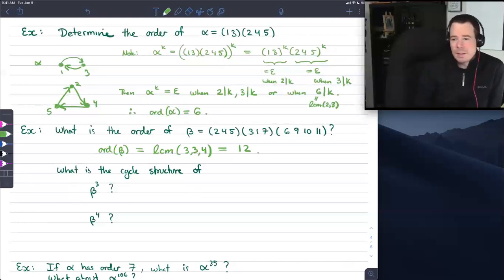Okay, so that's it. That's how we compute orders. Orders of a permutation in disjoint cycle form, you just have to read off the least common multiple of their cycle lengths because you need to kill each one of the cycles.